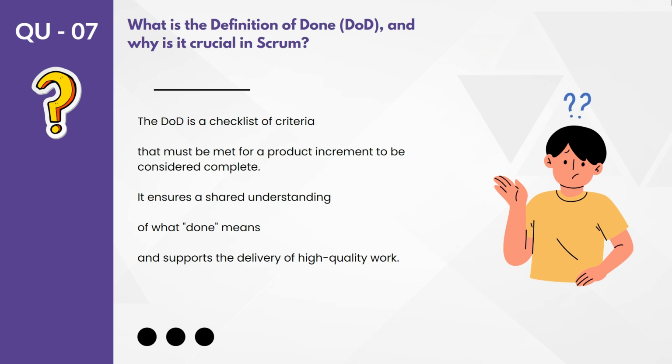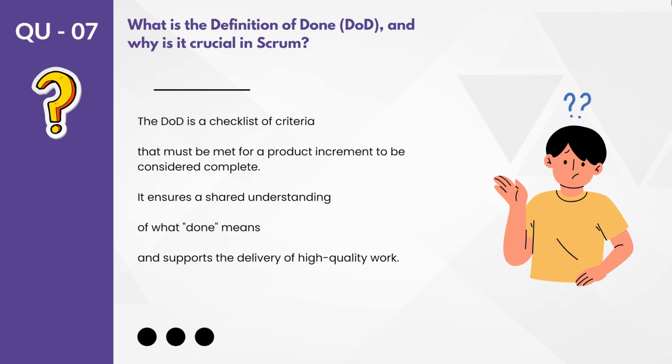And if DoD is not being followed very strictly in any Scrum team, then definitely the Scrum Master should do his bit to get that implemented. So definition of done is a checklist of criteria. It's a checklist which says these many things need to be met when you say an increment is done. Checklist of what? That must be met for a product increment to be considered complete.